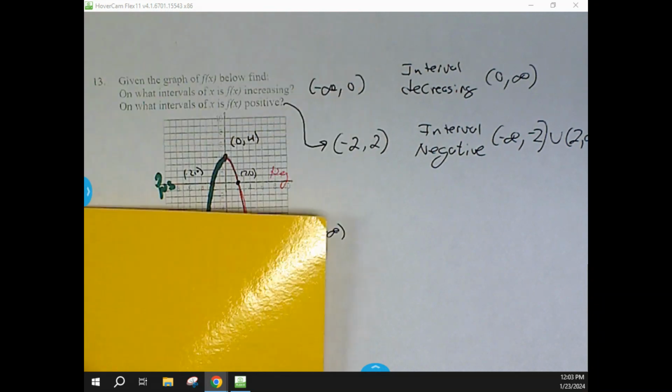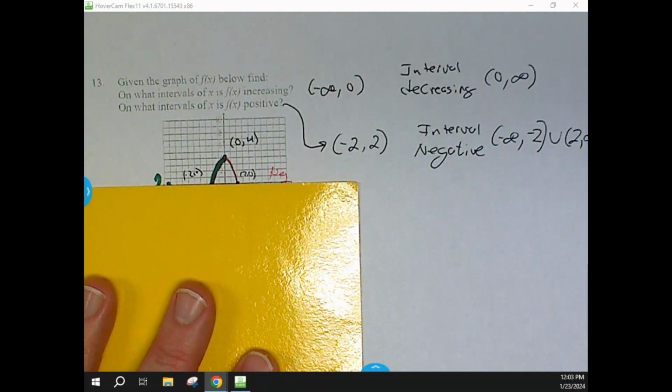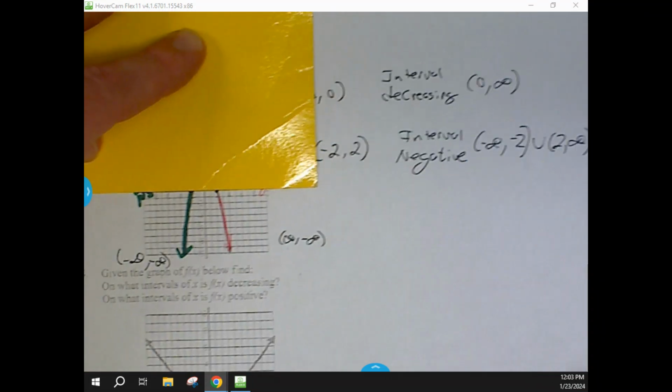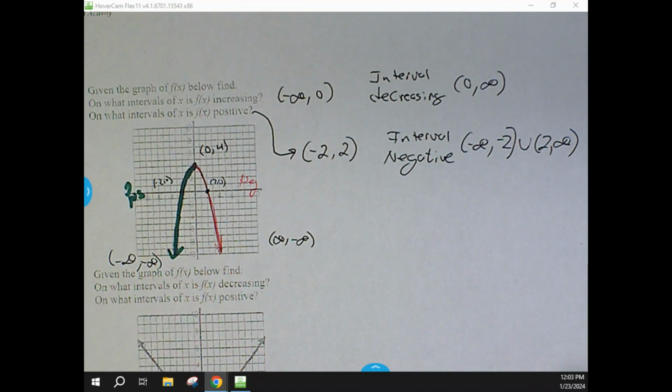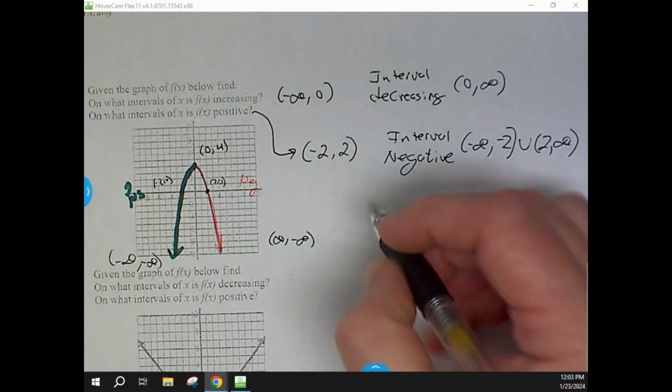Okay, so again, easy to find. There's the positive part. That's everything above the x-axis. There's the negative part. That's everything that's below the x-axis. To find it is easy. To describe it, that's the part that gets a little bit tougher as you go through this one.